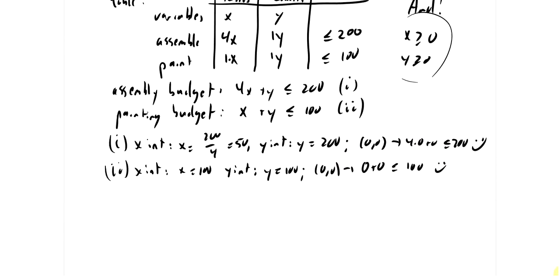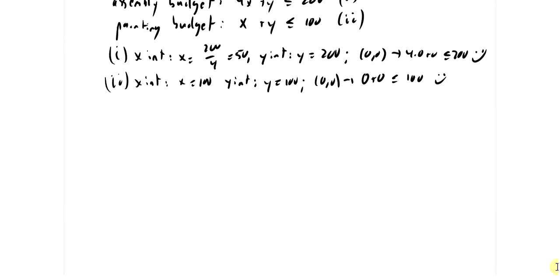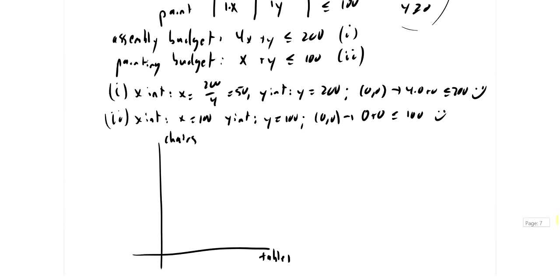And so now we can sketch this graph real quick. Just the first quadrant. Tables, that's my x. Chairs, that's my y. And we have an x-intercept of 50 and a y-intercept of 200. So there's 200 and 50. And this is my assembly budget.